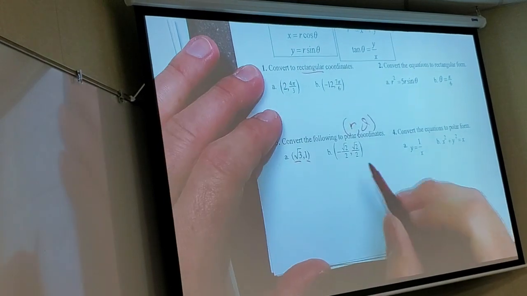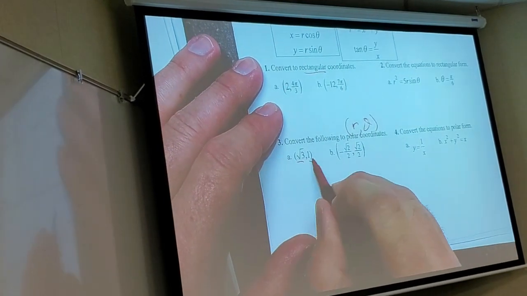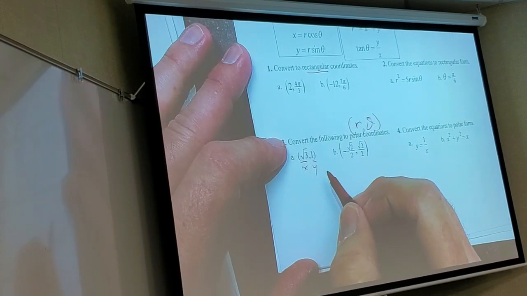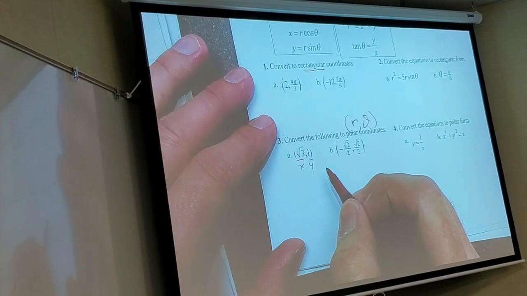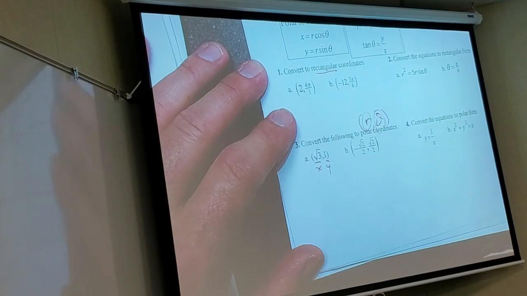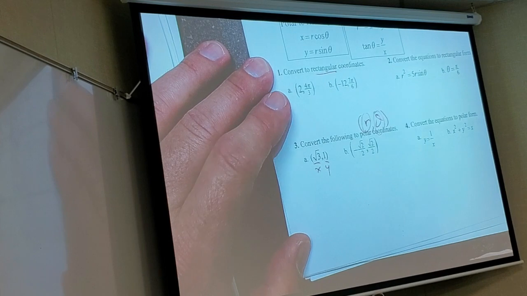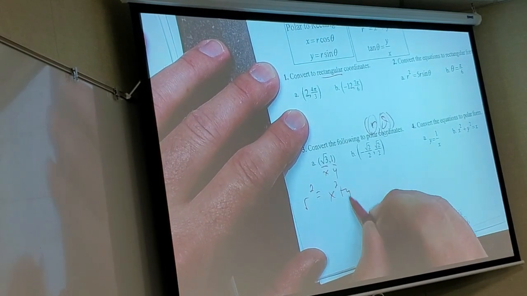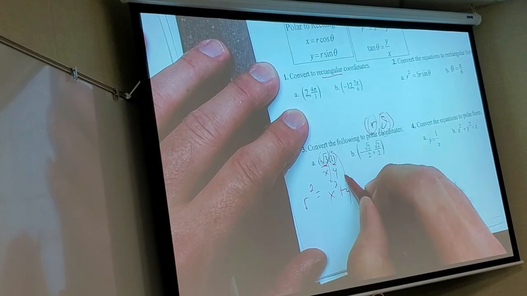So does somebody remember? So this is X and Y, correct? All right. What's the most basic relationship between R, X, and Y? Because I got to figure out R and I got to figure out theta. Yeah, R squared equals X squared plus Y squared. So you just throw square root of 3 in, you throw 1 in, you take a square root.